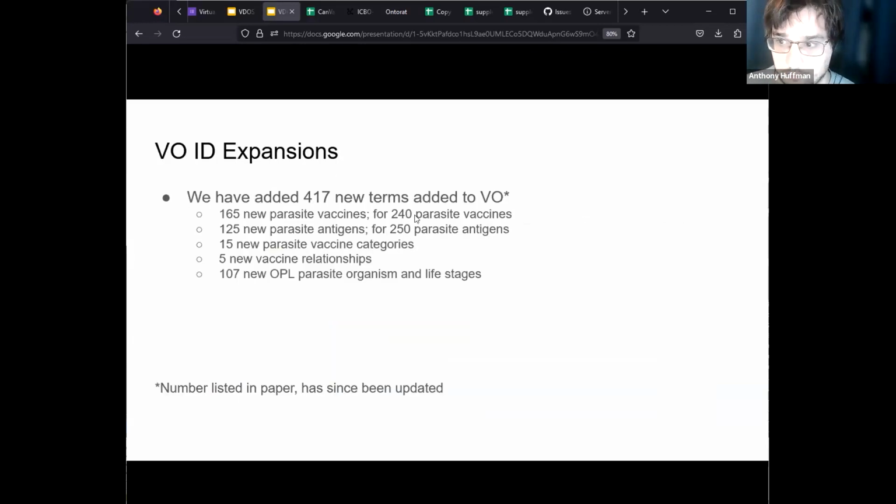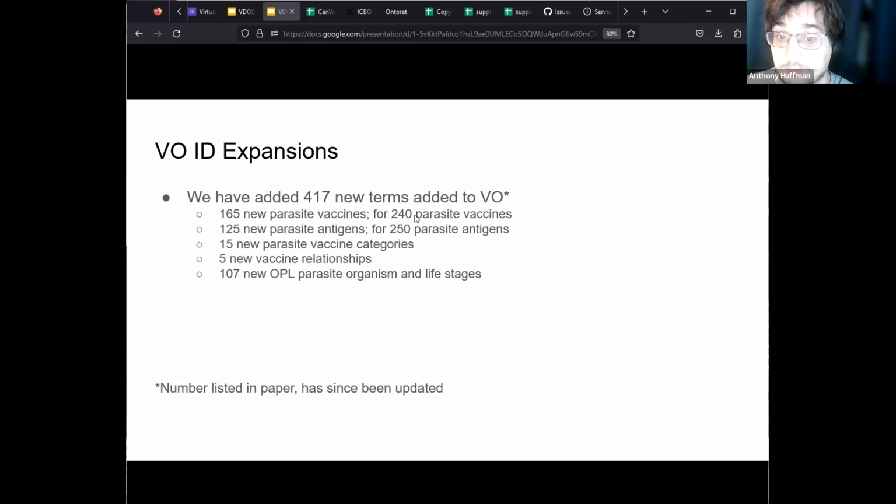So altogether, when I was looking over the paper, we added about 417 new terms into VL. This number is out of date since we've made some corrections and further updates between when we submitted the paper for the conference and later on. Most of these new terms are related to either parasite vaccines or parasite antigens, where we had a significant tripling of the number of parasite vaccines and a doubling of the total number of antigens included in VL.